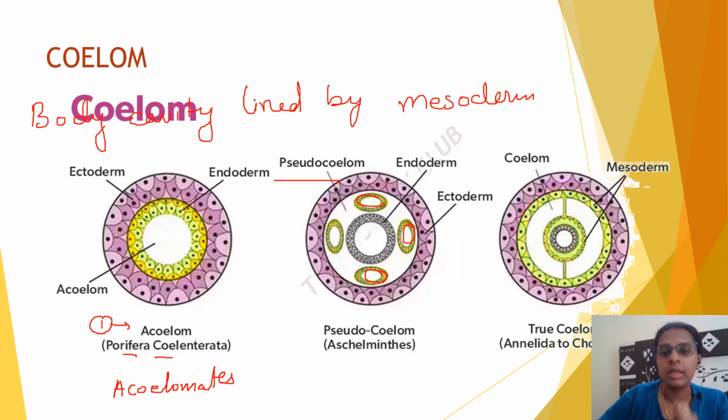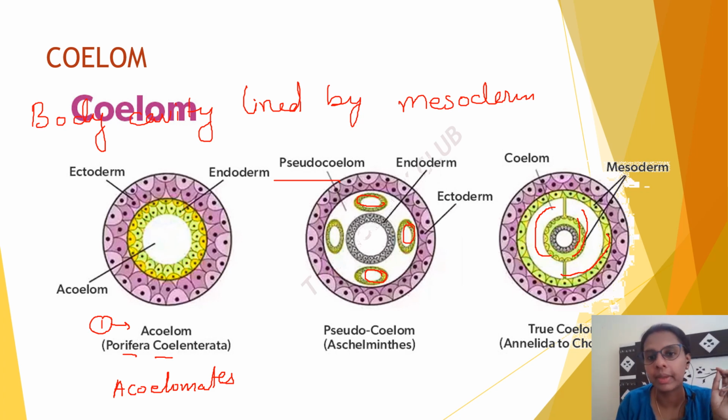Now see this particular thing. Here, as you can see, this is the true coelom, the perfect coelom we are talking about, the cavity. This cavity is lined by mesoderm. The yellow one is mesoderm. So this is the perfect body cavity. An animal which possesses a coelom is called a coelomate. For example, from annelids to chordata, each and every animal has this type of organization.